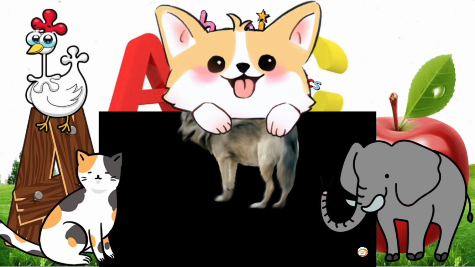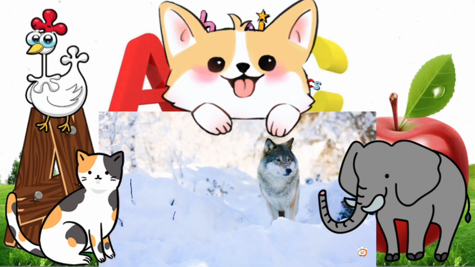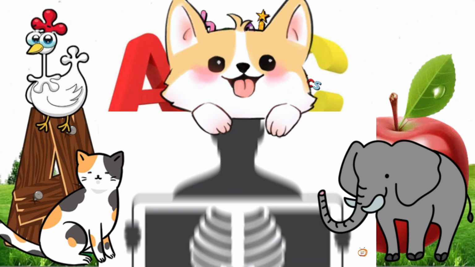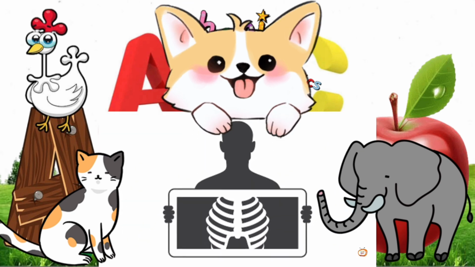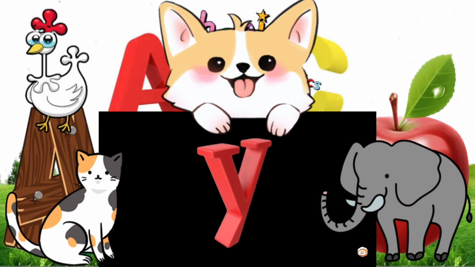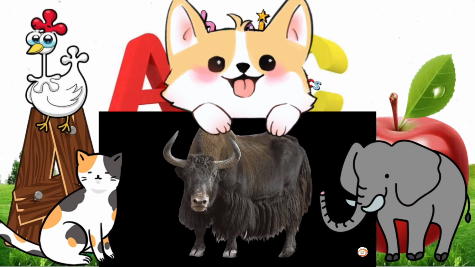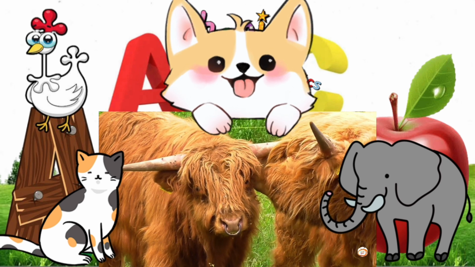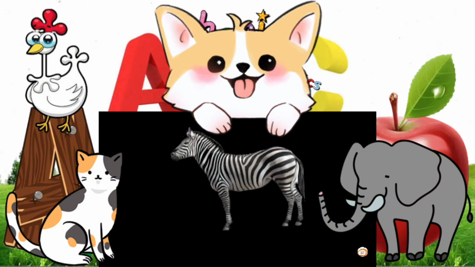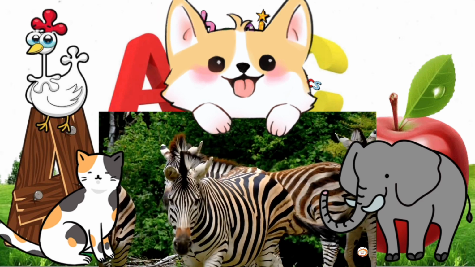W is for wall, W, W, wall. X is for extra, X, X, extra. Y is for york, Y, Y, york. Z is for zebra, Z, Z, zebra.